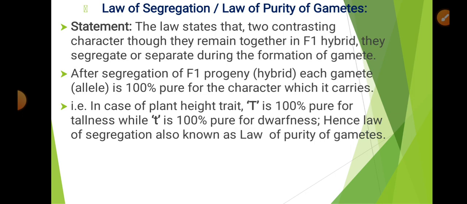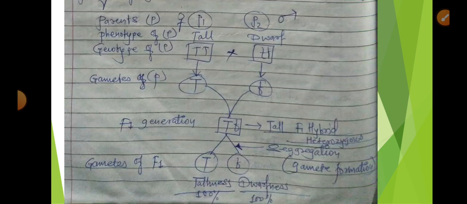For example, in the plant height trait, which is expressed as a capital T allele and a small t allele, capital T is 100% pure for tallness, while small t is 100% pure for dwarfness. Hence the law of segregation is also known as the law of purity of gametes.